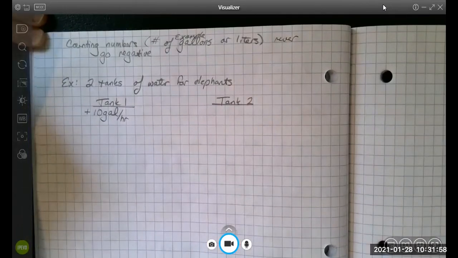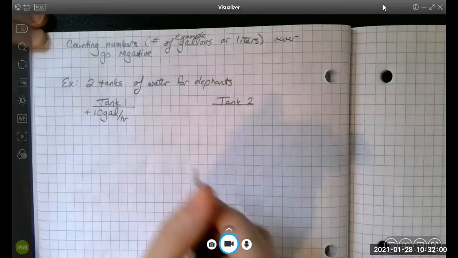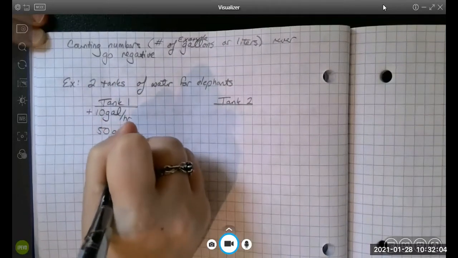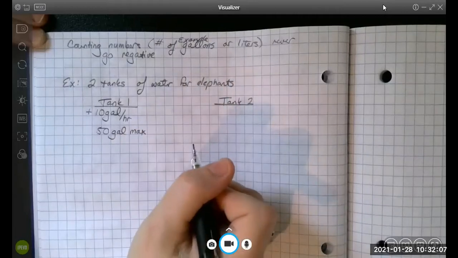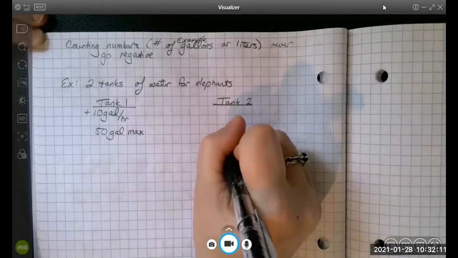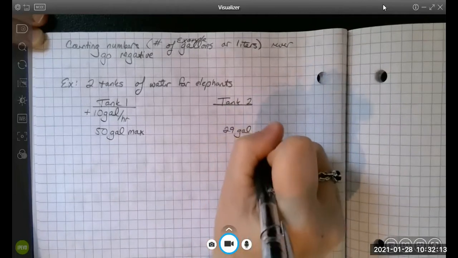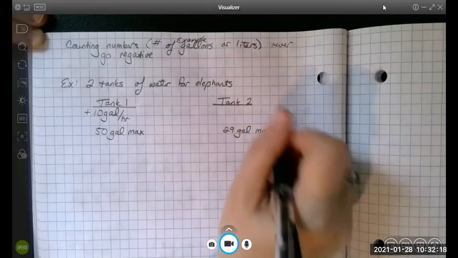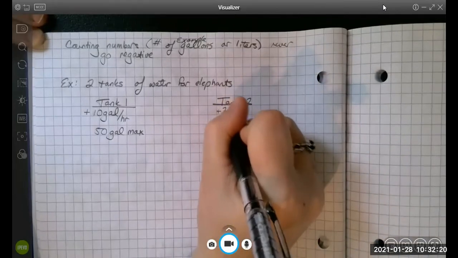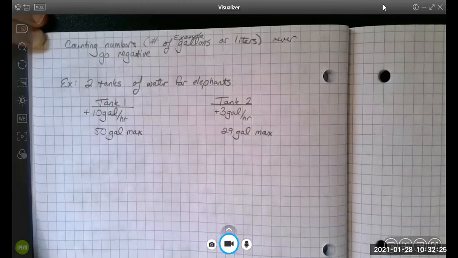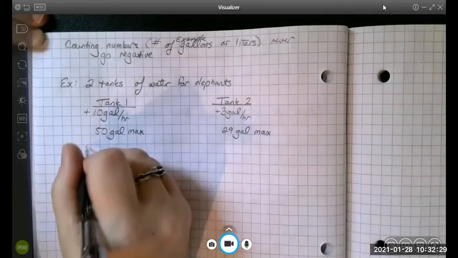The second water tank, oh, and it's a 50-gallon max. The second water tank is 29-gallon max, so I'm just going to keep everything organized. So it's much smaller. And it fills at 3 gallons per hour. Okay. And so when will the two tanks have the same amount of water?